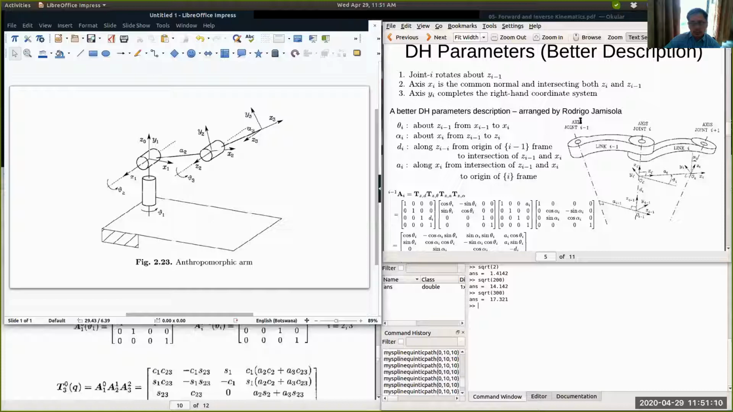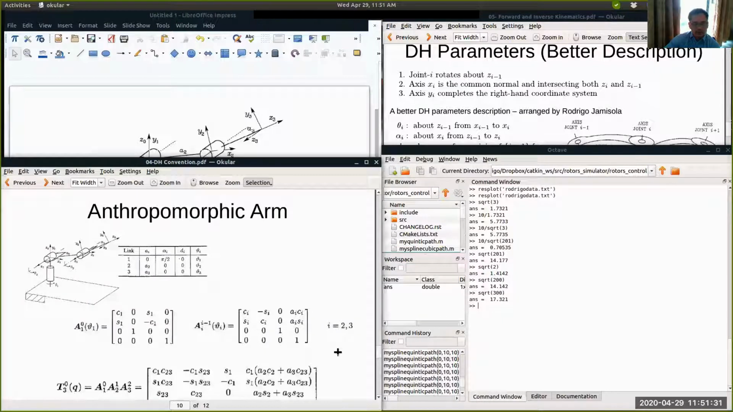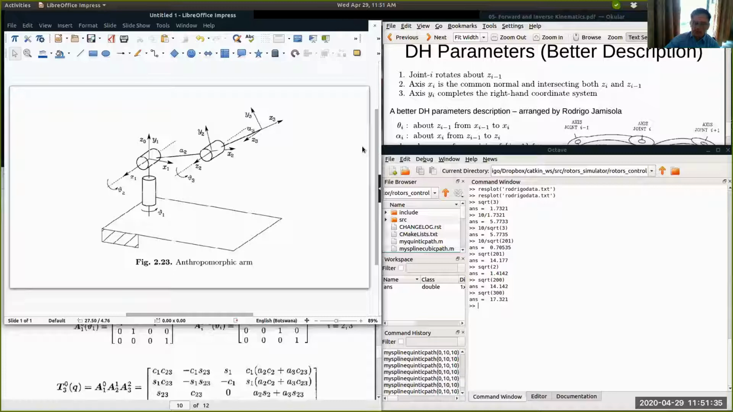I have modified the arrangement of the description of DH parameters for easy understanding. And I have here with me also an Octave, similar to MATLAB, that we can compute with. I will make use of it as a calculator. And here underneath is the solution, so we'll check later whether we're going to get exactly the same answer. So let's start.